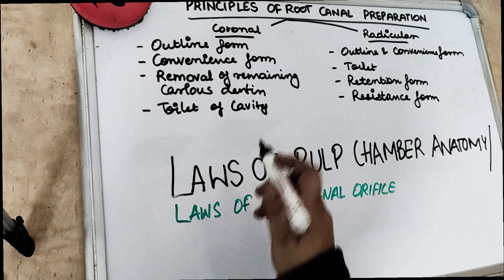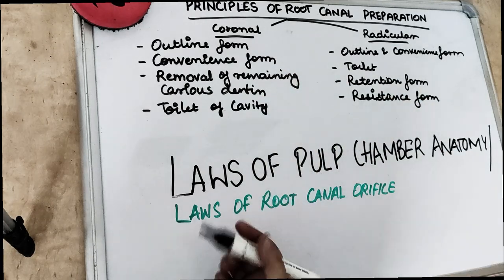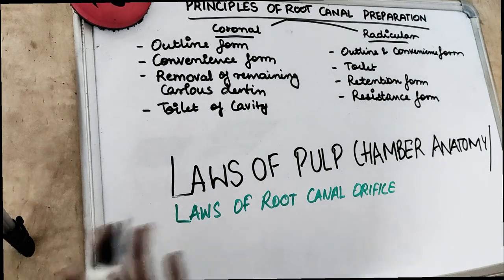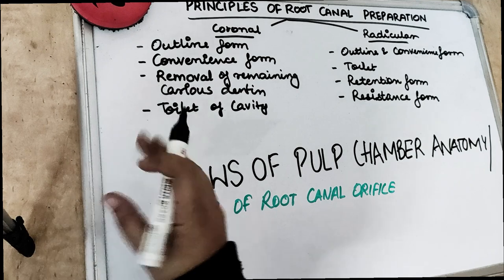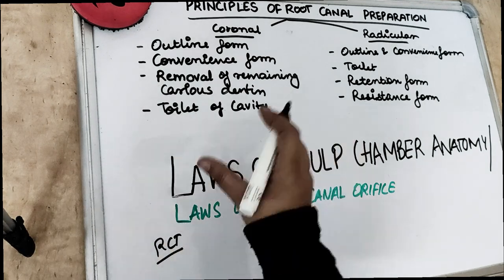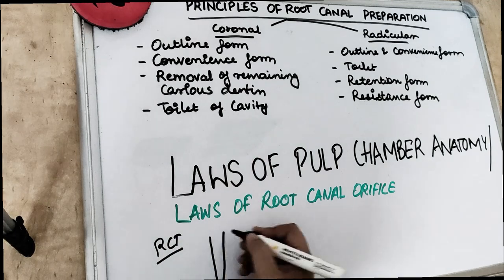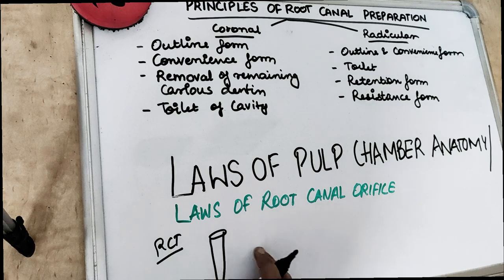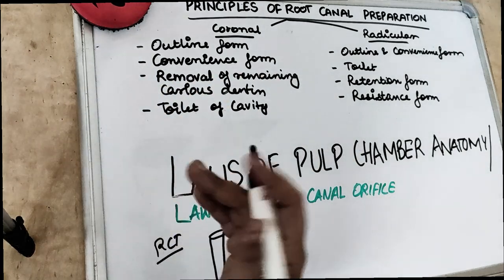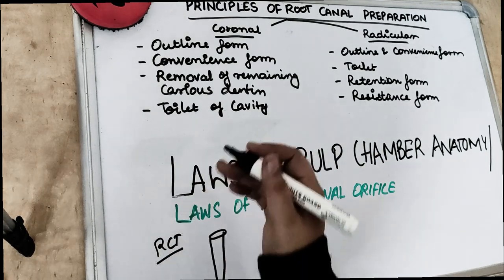In today's video, we are going to talk about the principles of root canal preparation, and in that we are going to study the laws of pulp chamber anatomy or the laws of root canal anatomy. All the clinicians should be familiar with this term because almost all the clinicians are doing root canal treatment, and these principles are based on how we should prepare the root canal. So the preparation is based on some principles. These principles are made in order to avoid ledging, zipping, and perforation.